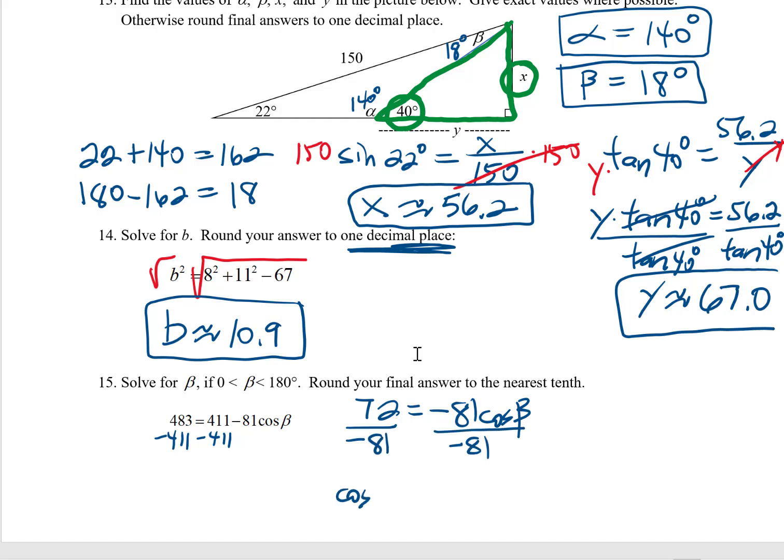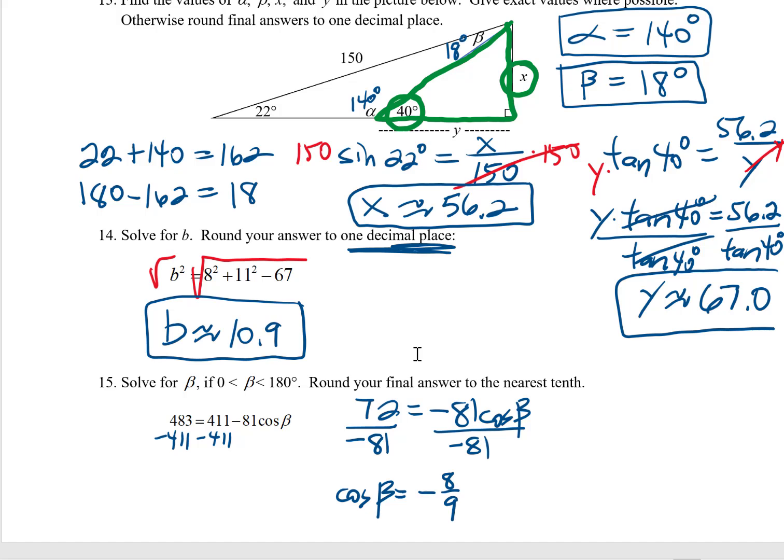And so I have cosine beta equals negative 72 over 81. That does reduce. 9 goes into 72 8 times and into 81 9 times. But honestly, it didn't matter. The calculator wouldn't care whether or not I had reduced that answer.